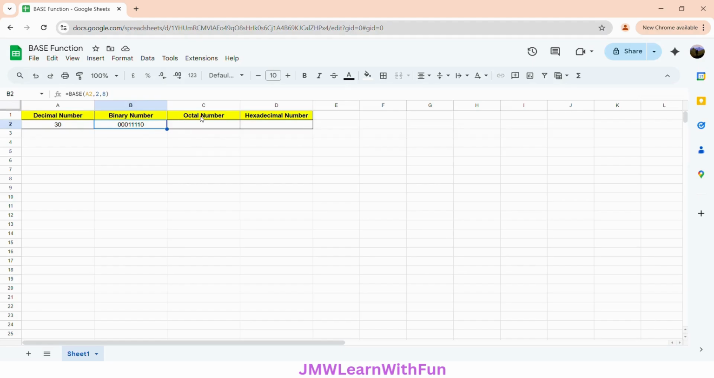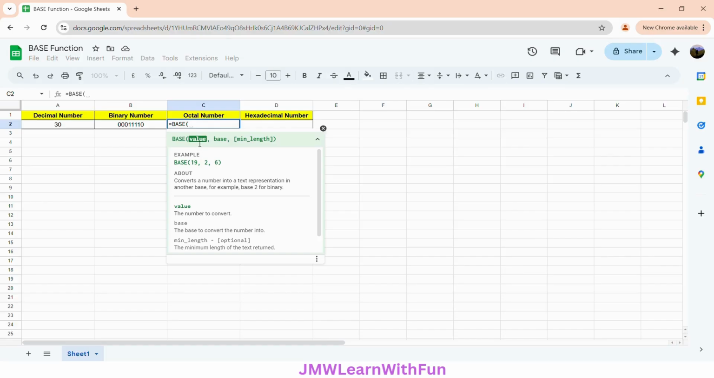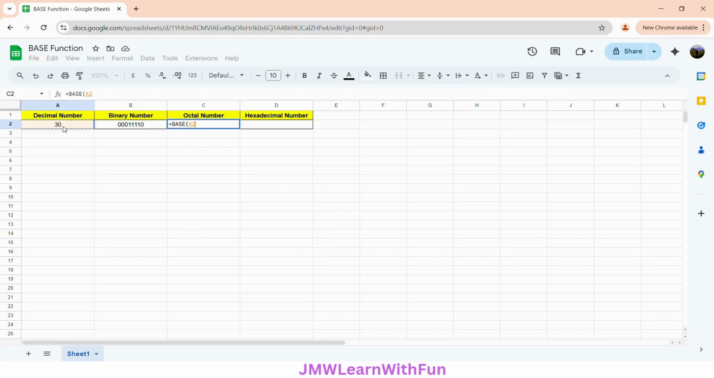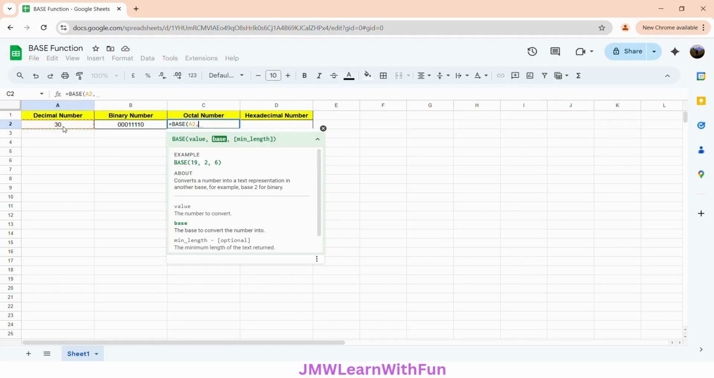Now, to get the octal number equivalent of the decimal number, 30, given in cell A2, we will head to the C2 cell, and again we will use the same base function. Again, the value will be A2, so we will write A2, comma, base. Since we want the octal number equivalent, and the base of octal number is 8, we will write 8.